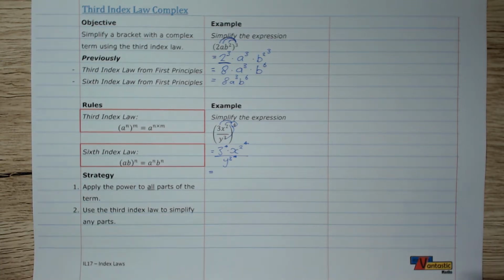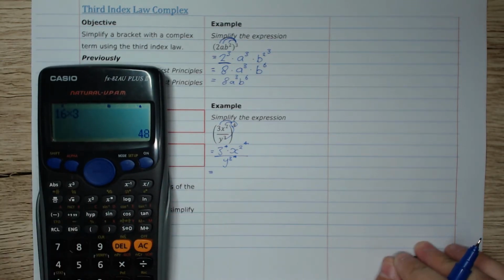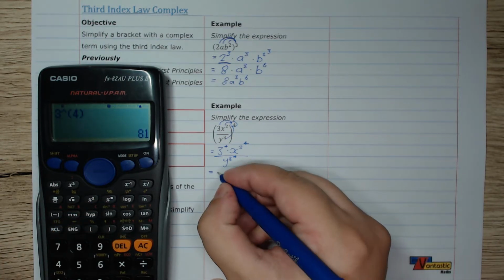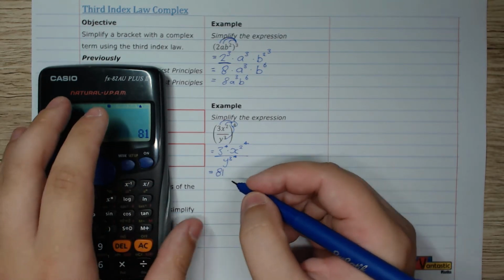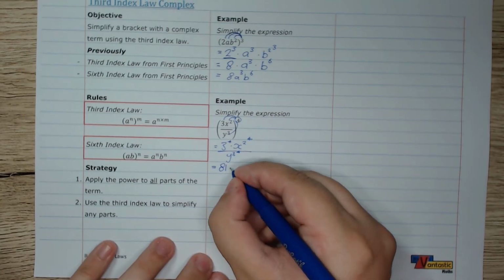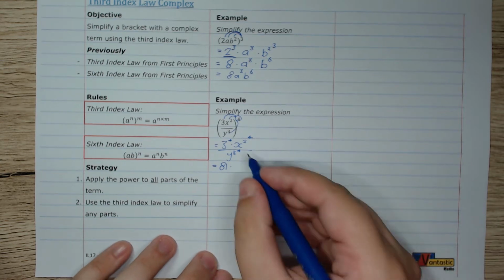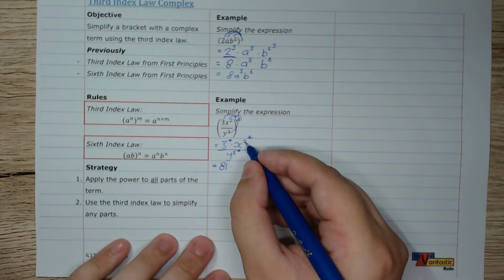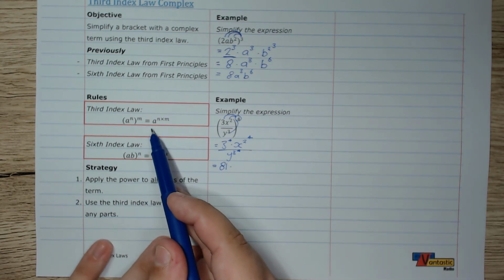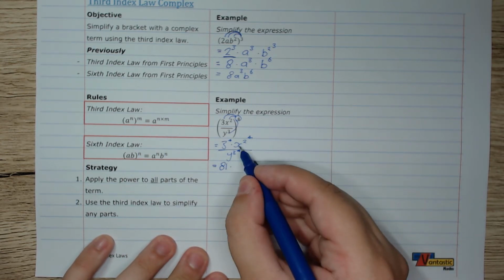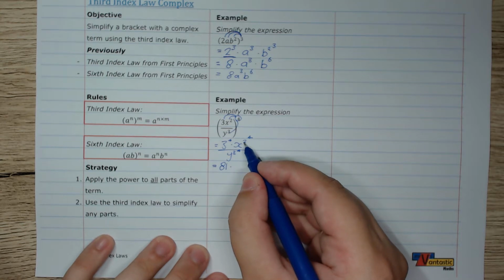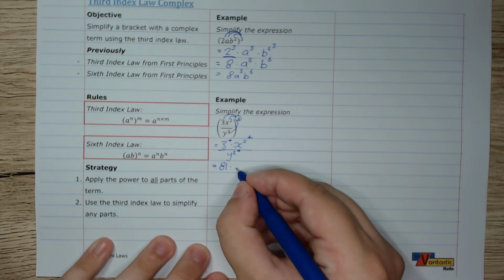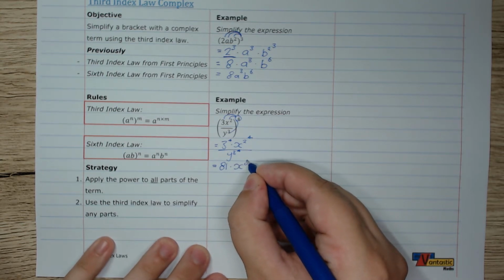Let's see, that number part. I might just use my calculator here, see if it's simple enough. 3 to the power of 4, close bracket, 81. That's easy enough to write. 81 times x squared to the power of 4. So a power of a power. We can use our third index law. We're just going to multiply these. So x to the power of 2 times 4 is 8. So x to the 8.